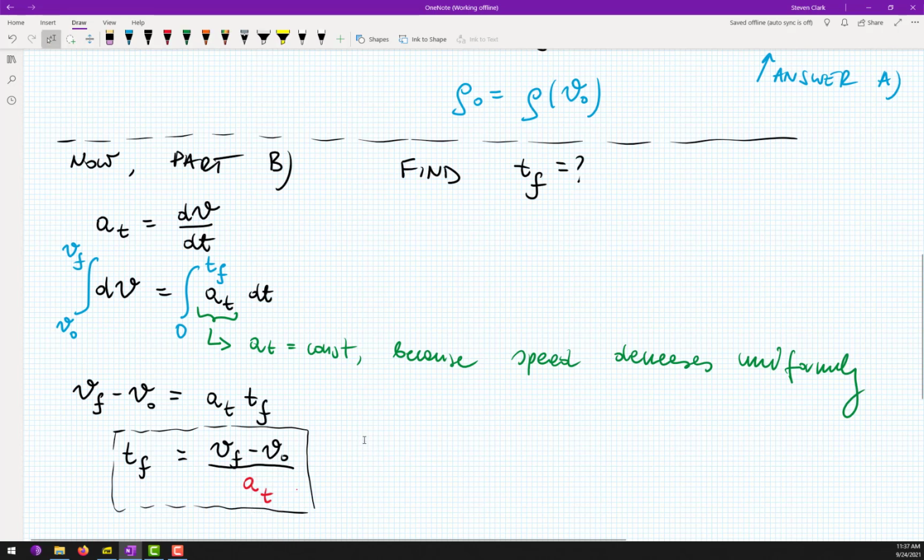Okay. Do you see that? We know everything. They told us what vf is. They told us what v0 is. But we don't know at. So I would like to ask for a question or help.